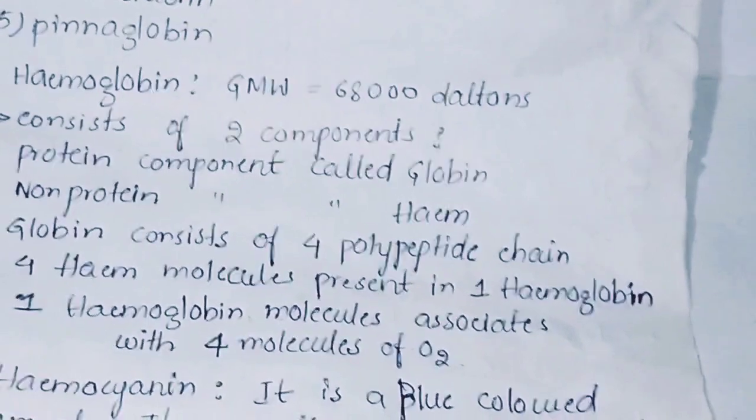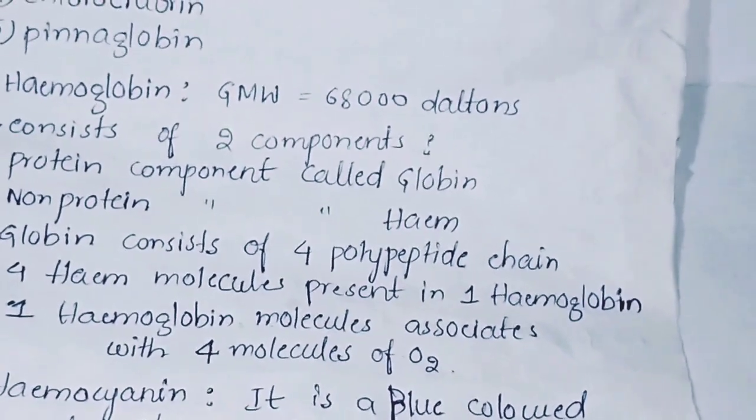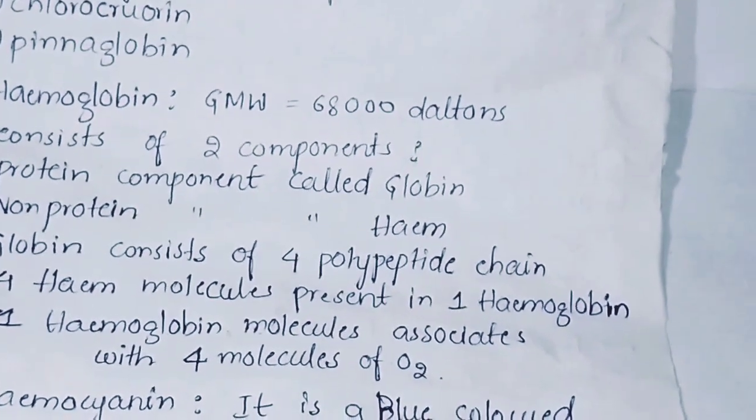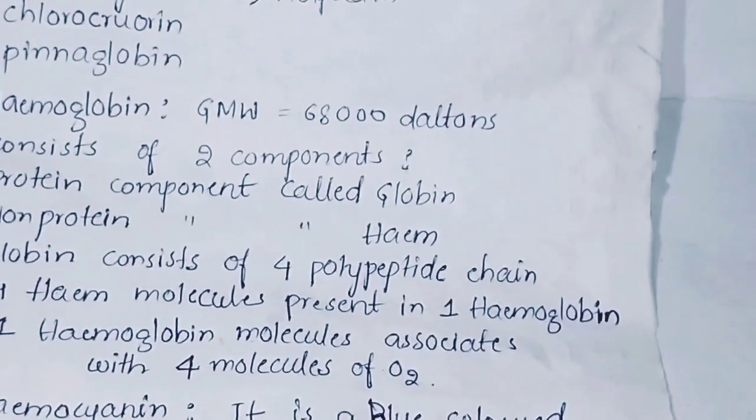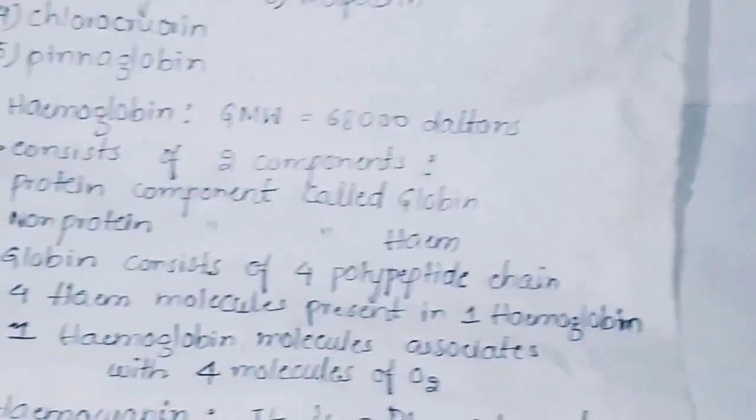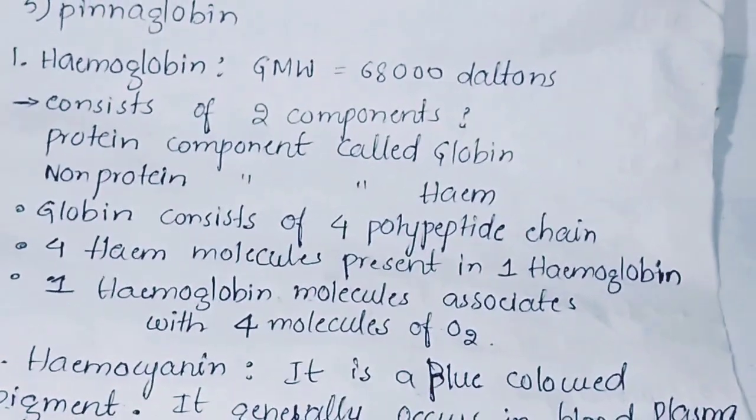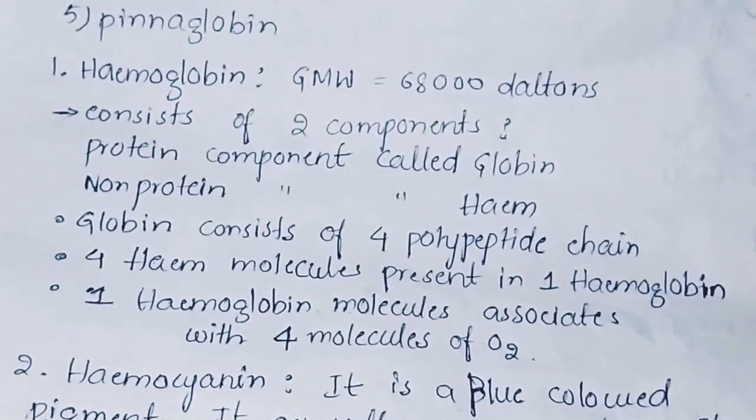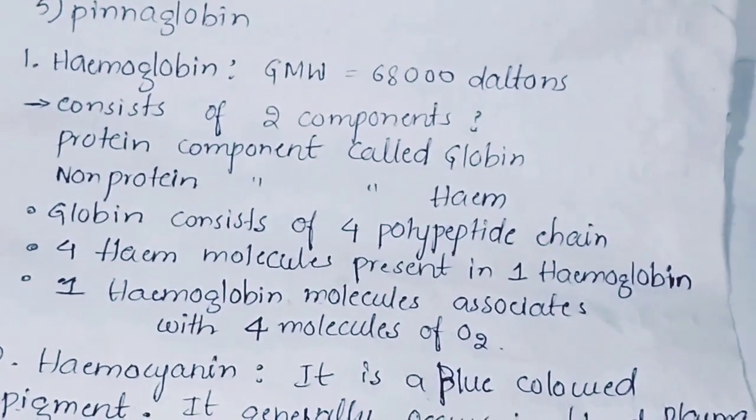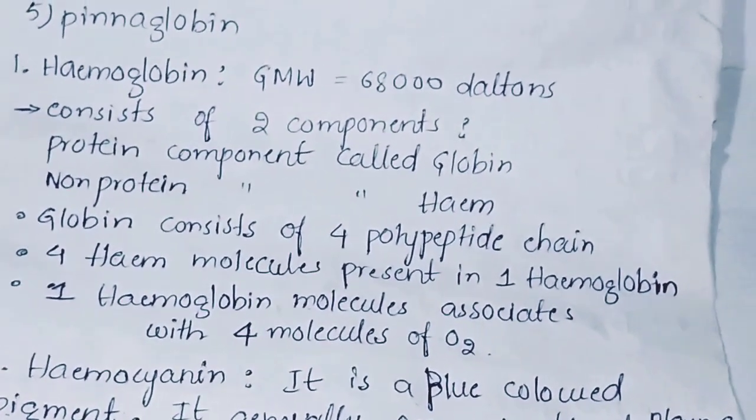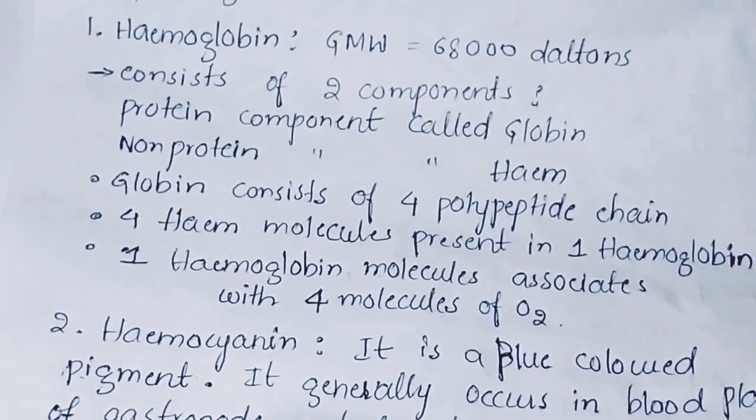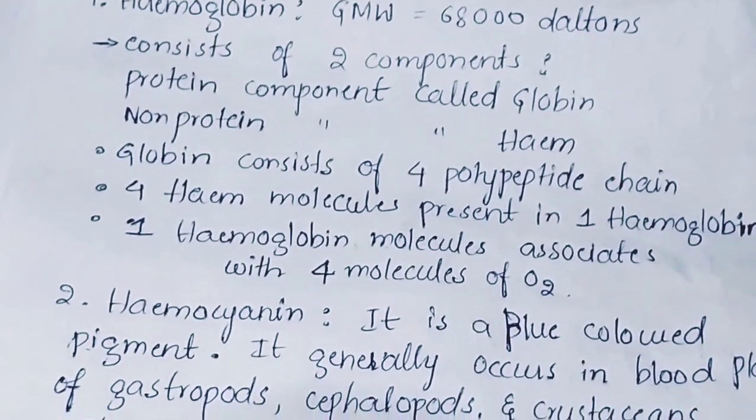If we talk about the non-protein part, that is hem, it is composed of iron and porphyrin pigment. This porphyrin is responsible for the red color of the hemoglobin. Generally, one hemoglobin molecule consists of 4 hem molecules. If the hemoglobin is associated with oxygen, then it is called oxyhemoglobin. This combination is loose at low oxygen pressure, so it is then reduced to hemoglobin. One hemoglobin molecule associates with 4 molecules of oxygen.